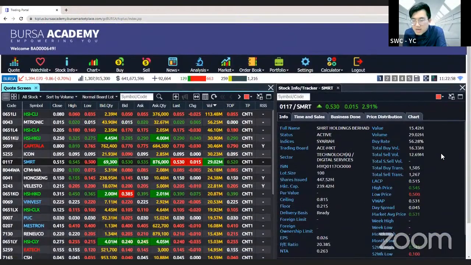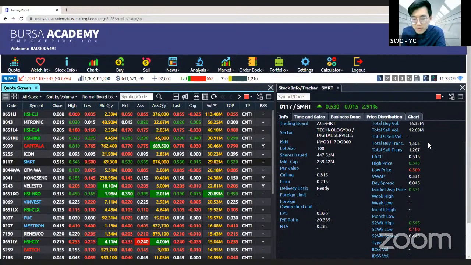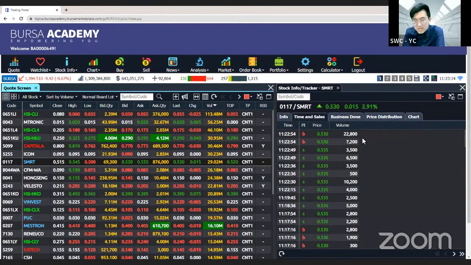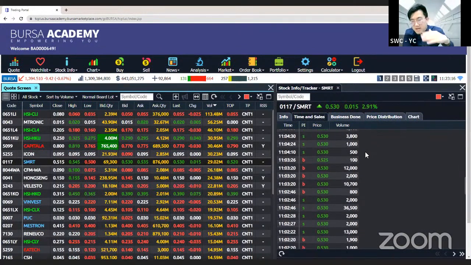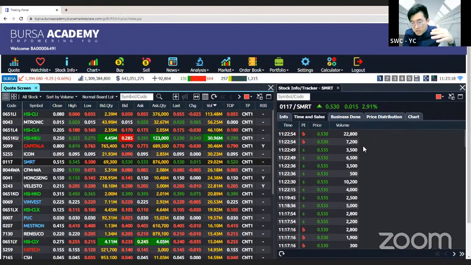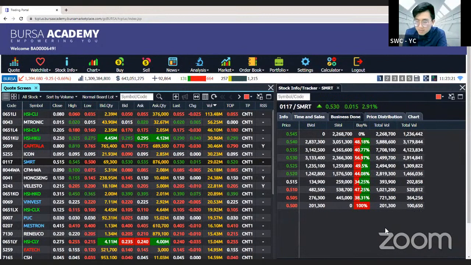Usually you don't need to look at all this much. If you want, you can see the market cap, share issue, and also the buyout rate, but we wouldn't look into this much. For us, the important ones are the business done and also the time and sales. Time and sales is basically the buyout and sell down situation. But the business done is more important, meaning what is the transacted price and transacted value at a certain zone. This is the thing that you can learn to read.